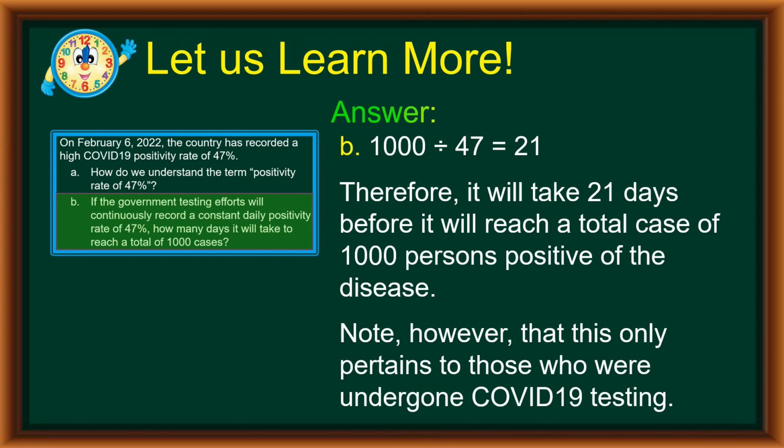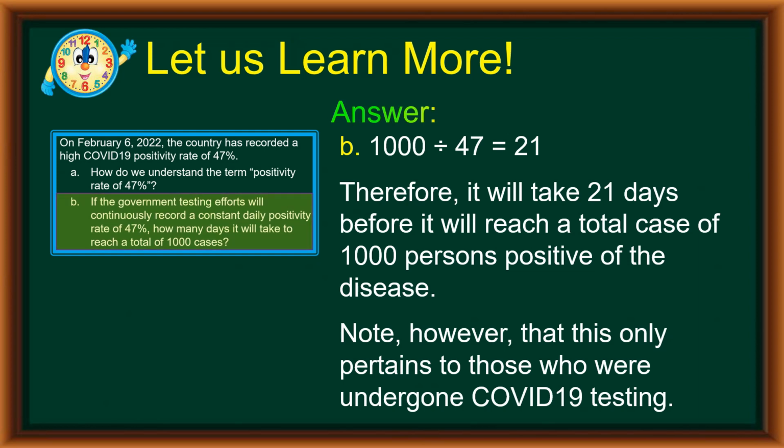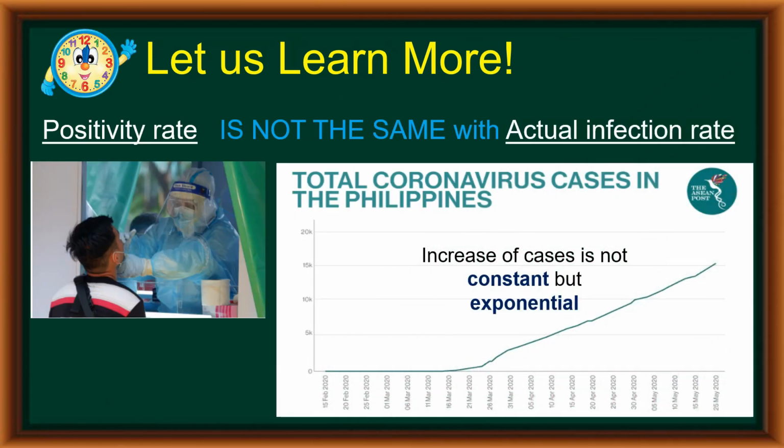Note, however, that this only pertains to those who underwent COVID-19 testing. And positivity rate is totally different from the actual rate of infection. The ASEAN Post reported that our COVID-19 cases from the start of the pandemic up to the following months have significantly increased in an exponential manner.